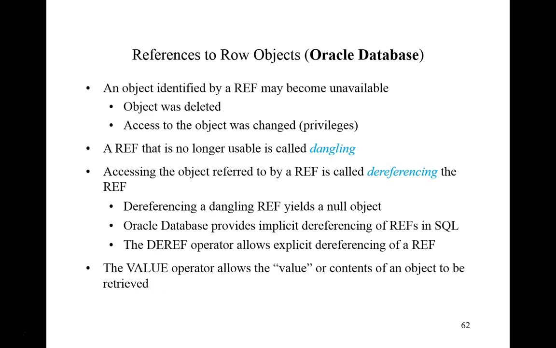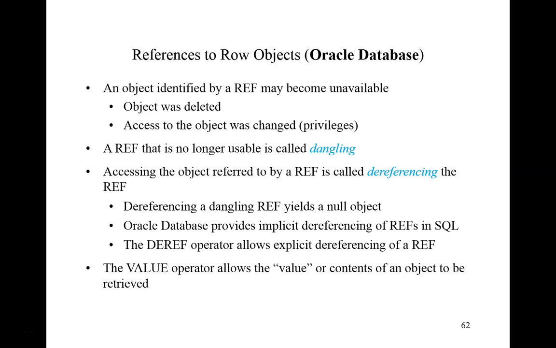So an object identified by a ref potentially could become unavailable. Maybe the object that was being pointed to has been deleted or removed from the database. Or access to the object has been changed, in terms of a privilege that was required to access the object having been revoked from the user. The user no longer has the authority to examine the object, to follow the pointer. In such cases, the ref is no longer usable because it doesn't effectively point to anything. This is called a dangling ref.